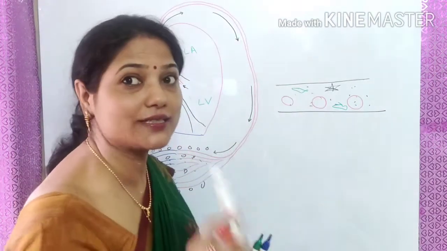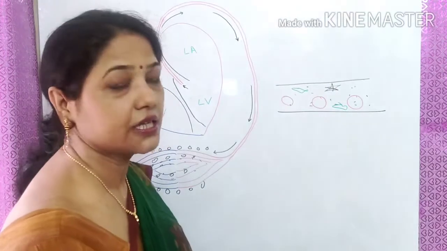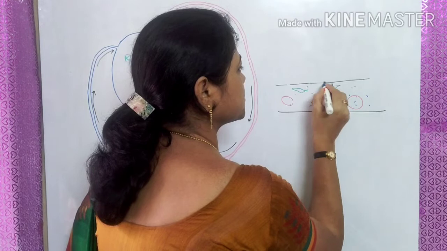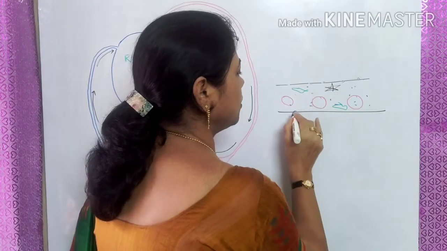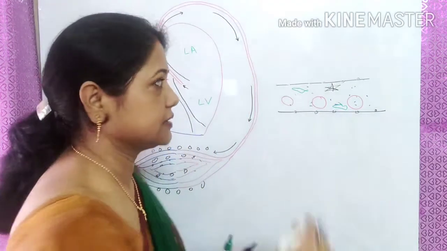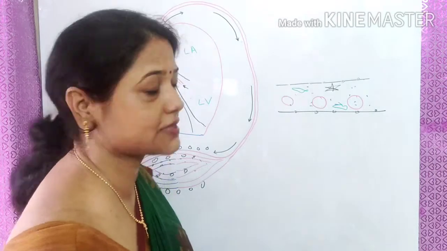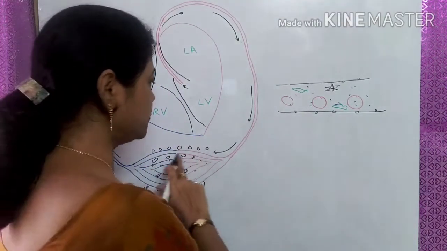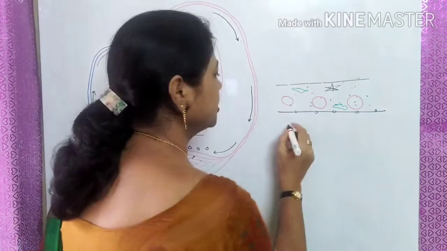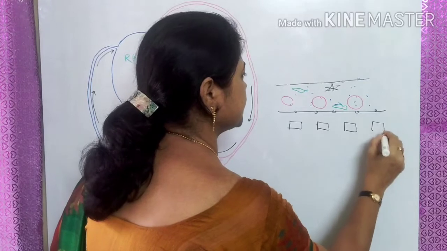And what else is present? On the walls of these blood capillaries, small pores are present throughout. And just beside the blood capillary, what are present? We know that numerous tissues are present beside the blood capillaries.